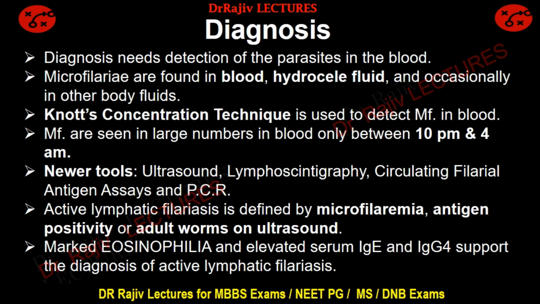Two circulating filarial antigen tests are the most widely used method for detecting circulating Wuchereria bancrofti antigens in the peripheral blood with or without microfilariae. These are an enzyme-linked immunosorbent assay and an immunochromatographic rapid card test. The circulating filarial antigen tests detect active Wuchereria bancrofti infection and are also useful in monitoring response to therapy.